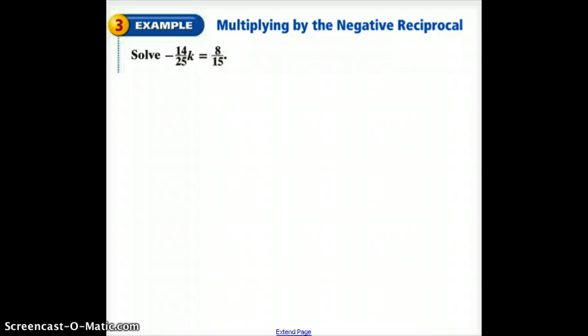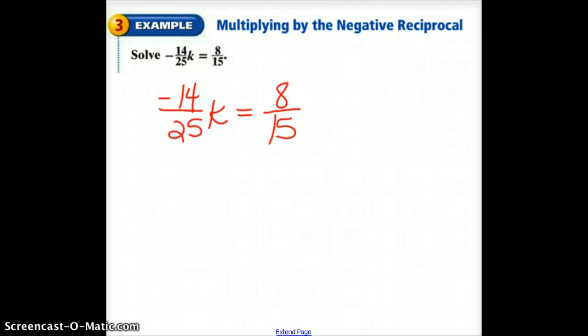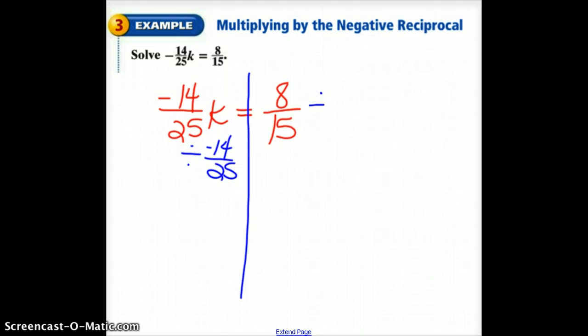All right, example 3, multiplying by the negative reciprocal. So we're still using a reciprocal, but this time there's a negative attached. So negative 14 over 25k, so that's being multiplied because they're next to each other, equals 8 over 15. I want k by itself, so on this side I'm going to divide by negative 14 over 25.